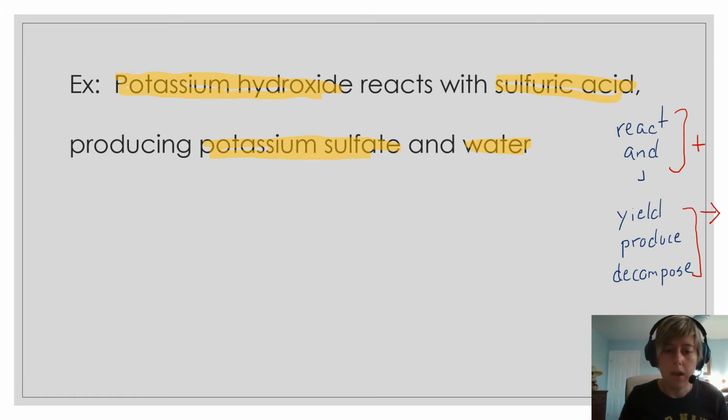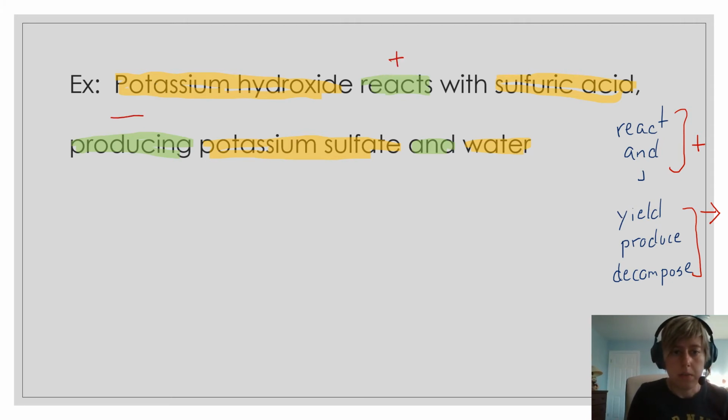So I'm going to go ahead and reread my sentence, and again with a different color highlighter, highlight any of the buzzwords that I see. So I see the word reacts, I see the word produce, so producing, and I see the word and. So reacts, that means it's a plus sign.